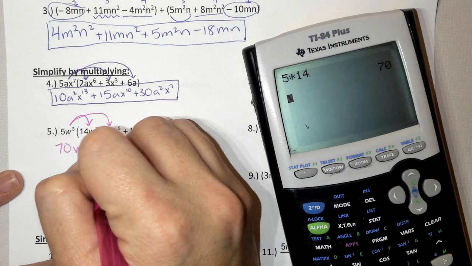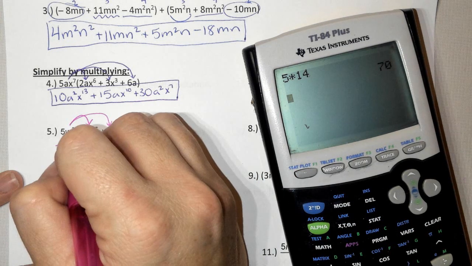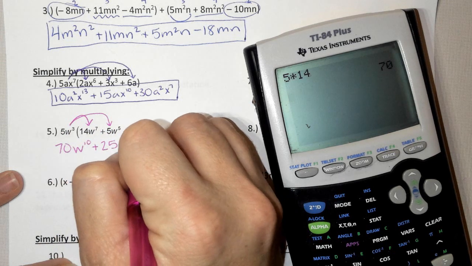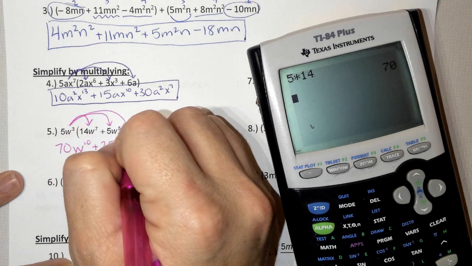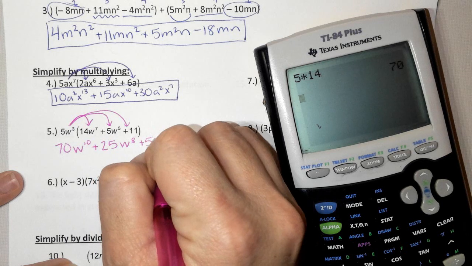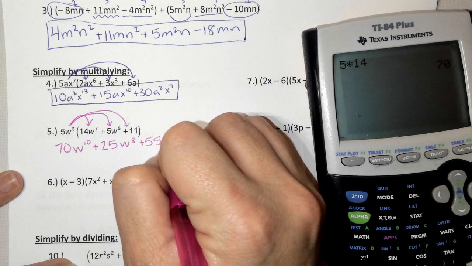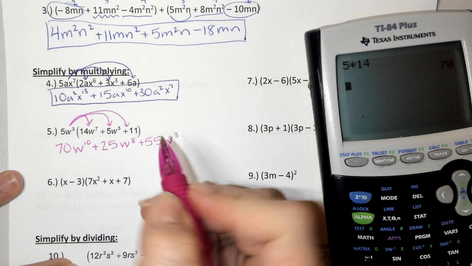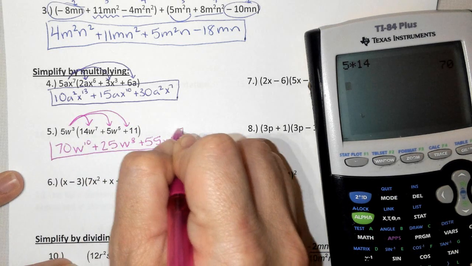5 times 5 is 25. Again, we're adding exponents, so 3 plus 5 is 8. And then 5 times 11 is 55. And there was no other W there, so we're just going to put W to the third. None of them are alike, so there's your answer.